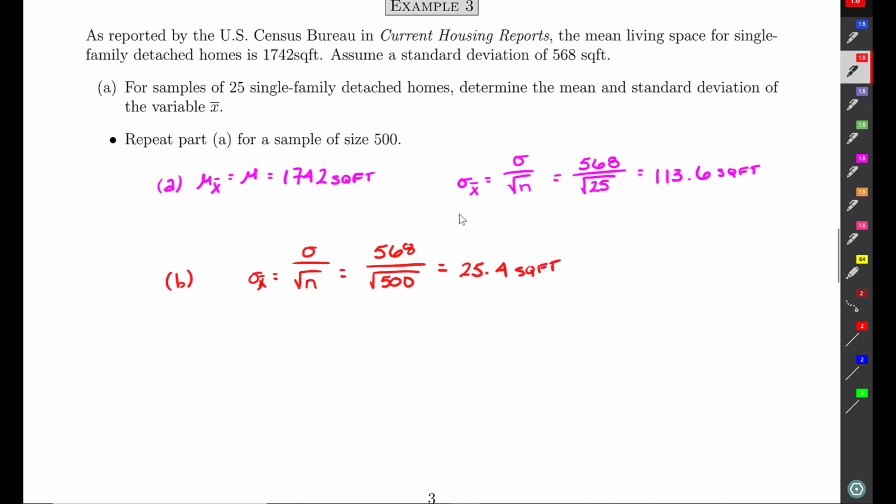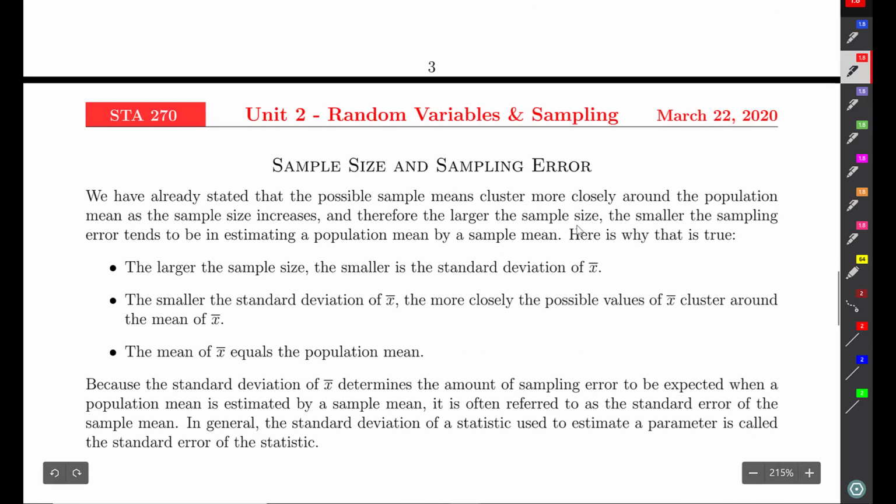So what that just tells us is for Part A, samples of 25 single-family detached homes, the mean of all possible sample mean living spaces is 1,742 square feet, and then the standard deviation is 113.6 square feet. And then as we take a larger sample, we notice that our standard deviation actually gets smaller. We look at 568 over the square root of 500, we get 25.4. Again, the mean is still the same as the population. So that is going to be it.